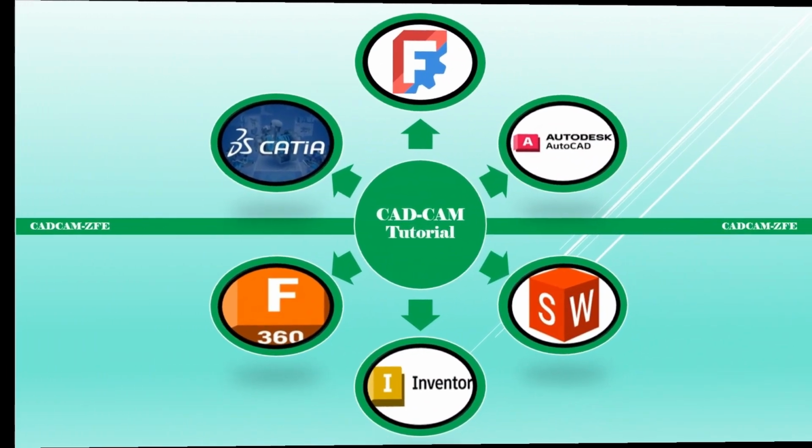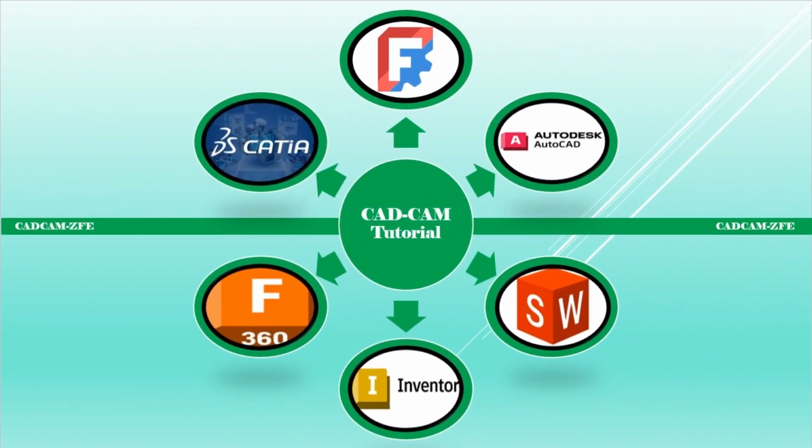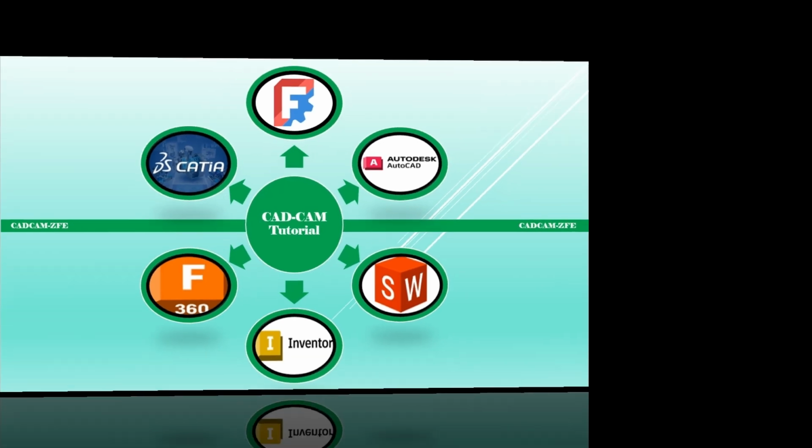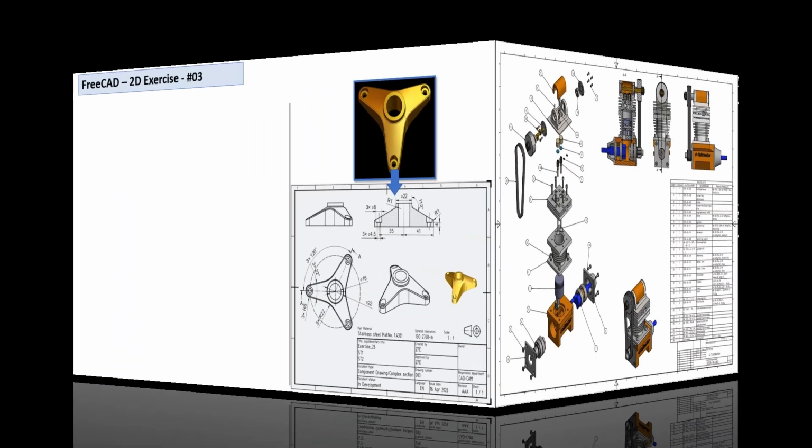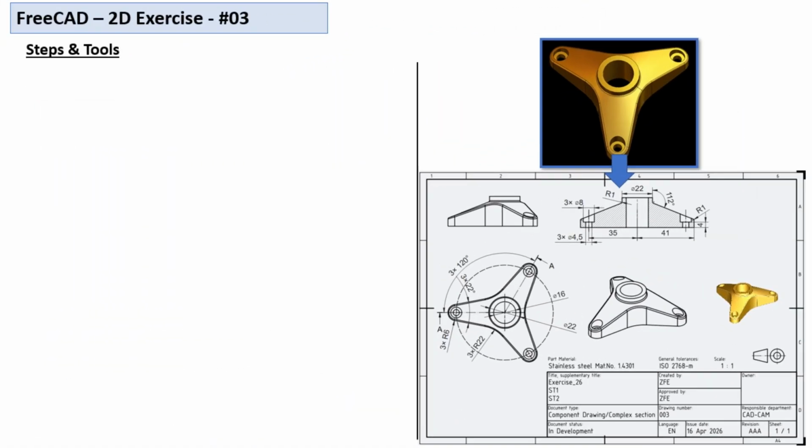Today I will show you how to create a 2D drawing from the existing 3D solid part, especially the complex section view with the help of FreeCAD TechDraw Workbench. Here you find the first steps and the tools that I used to create the 2D drawing.